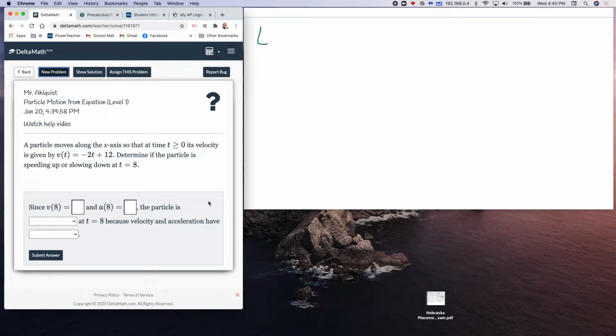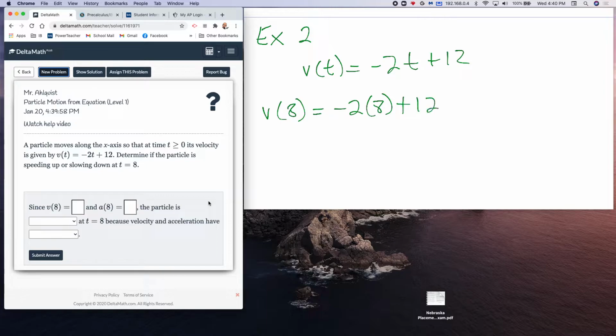So for example, if v of t is equal to negative 2t plus 12, we check v of 8. v of 8 is negative 2 times 8 plus 12, which is negative 16 plus 12, which is negative 4. All that tells us is the particle is moving to the left at 4 units per whatever time it is. It doesn't tell us if the particle is getting faster, going to the left at a higher rate, or if it is going to the left at a slower rate.